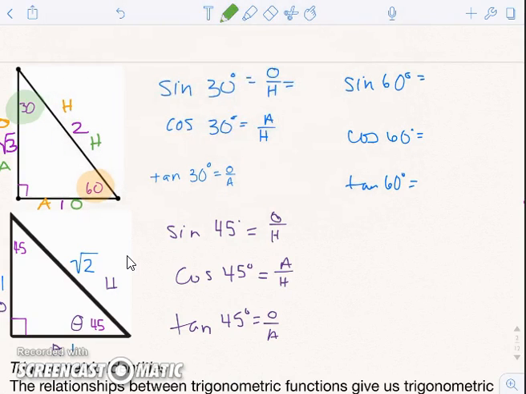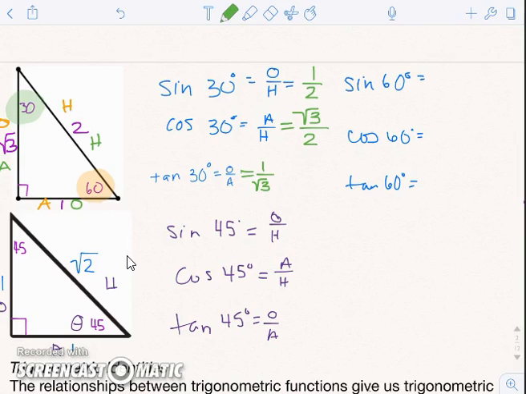So for 30, the sine of 30 is going to be opposite, which is 1 over hypotenuse, which is 2. The cosine of 30 is going to be the adjacent, which is radical 3, over the hypotenuse, which is 2. And then the opposite, which is 1, over the adjacent, which is radical 3. But I can't leave a radical 3 in the denominator there.